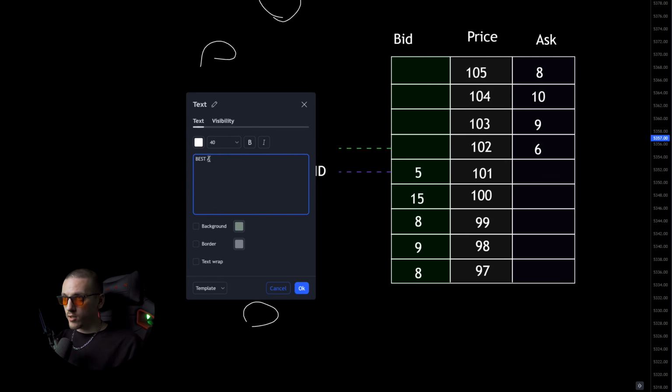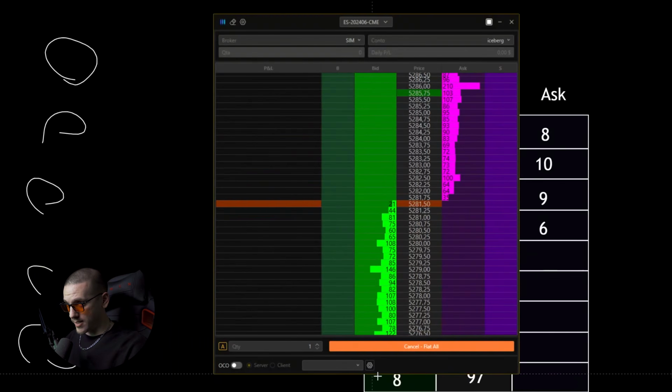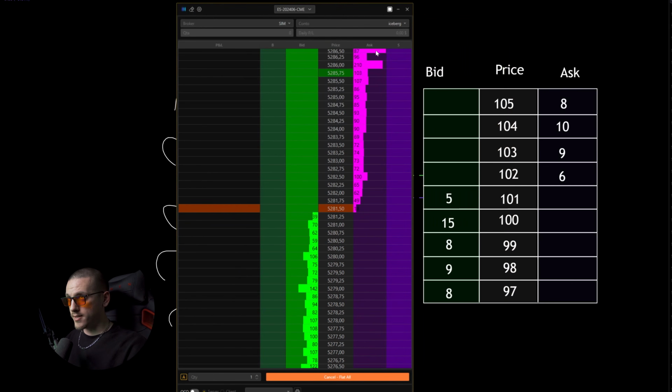This other level, we'll call it the best ask. So the level at which there is the first available buy contract in the book is called the best bid. Same thing for sell contract in the ask. Now, just to give you an example, this is an actual order book. This is the price and this is the ask.